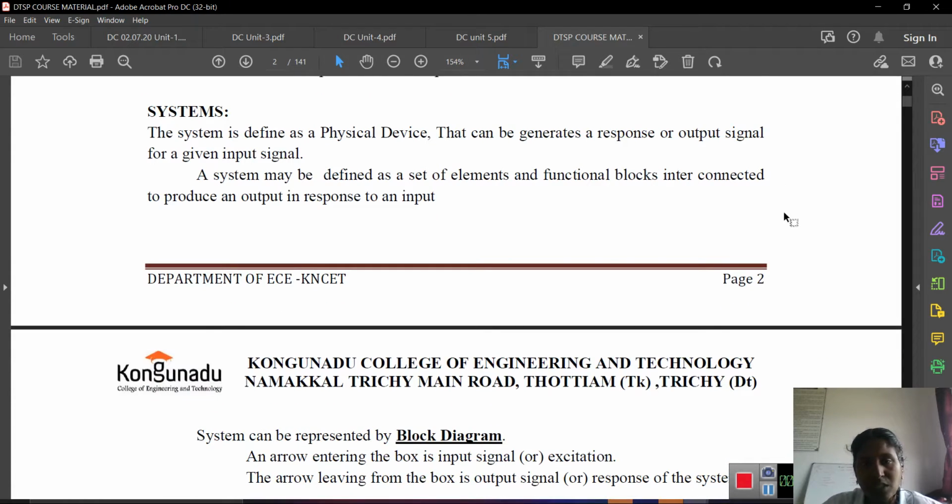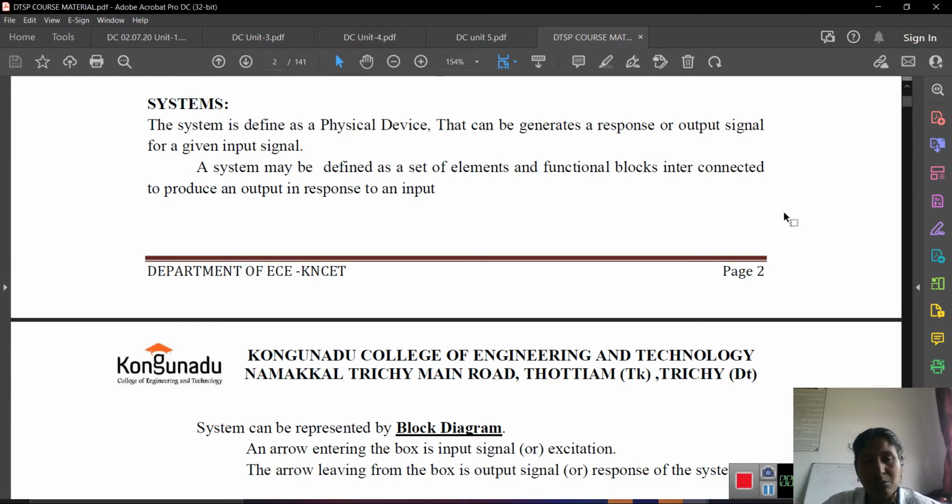Signals we already know, so let us go to the next topic, systems. A system is defined as a physical device that generates a response or output signal for a given input signal. A system may be defined as a set of elements and functional blocks interconnected to produce an output in response to an input.